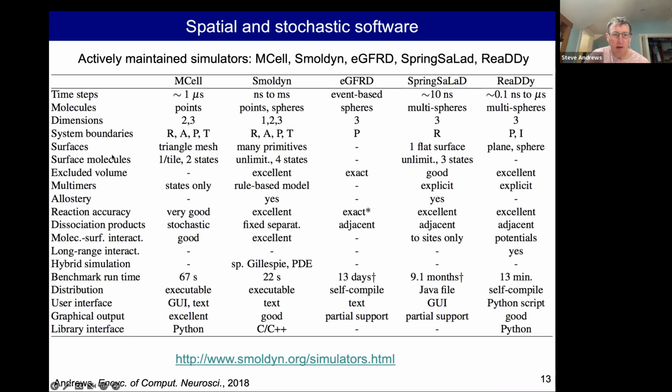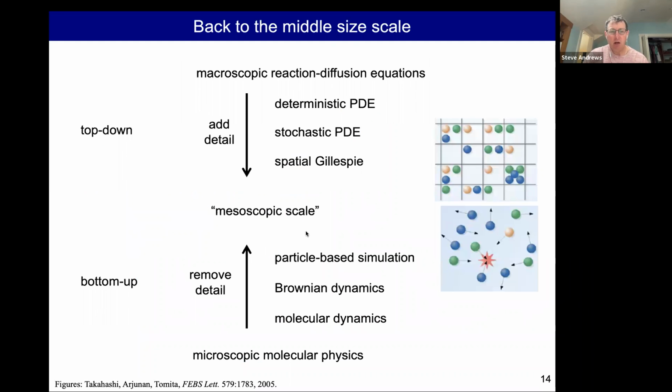Okay, here's a summary of the smaller end of things. MCell, Smoldyn, and EGFRD, which I haven't mentioned. EGFRD is not a software, but more an algorithm, which is basically exact within approximations. And here's a summary of everything. This table, if you want, is at smoldyn.org, simulators.html, also on Wikipedia at this point too. It summarizes the capabilities of the simulators. So that's the whole size scale range from microscopic to macroscopic.